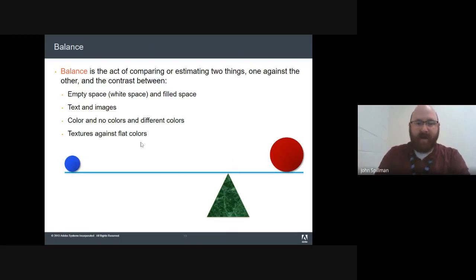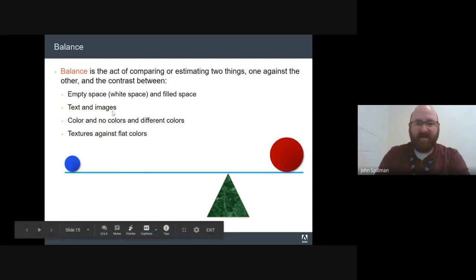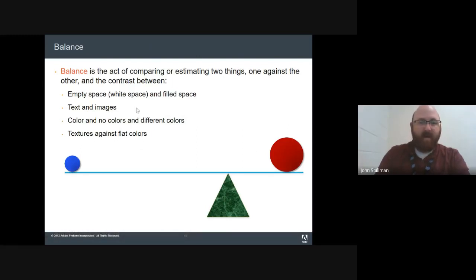Text and images. So here we have an image. Up here we have some text, right? Color and no color, or textures and flat colors. So think back to that photograph we looked at yesterday. We had the textures on the bed contrasting or balancing with the lack of texture on the wall, right?